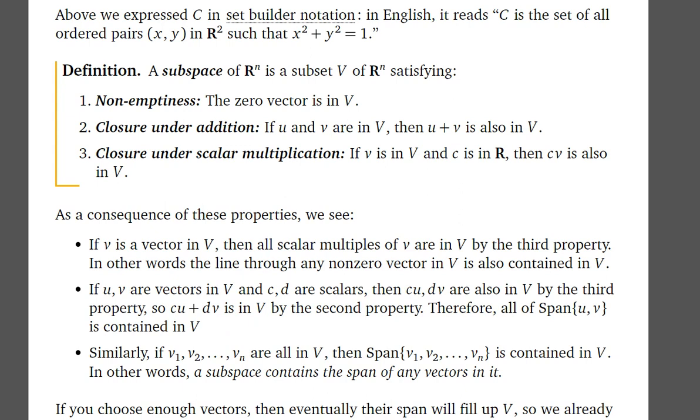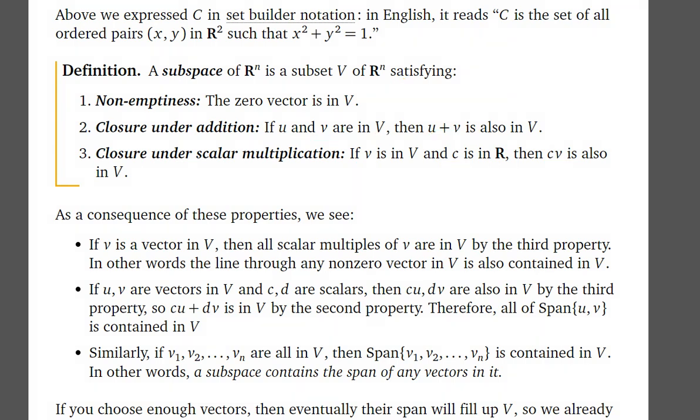What is a subspace? Well, it has three properties. A subspace must have the zero vector. It must be closed under addition, so if I have u and v and they're both in the subspace, then their sum must also be in the subspace. And we also have closure under scalar multiplication. So if I have a vector v that's in the subspace and I multiply it by any real number, then the scalar multiple of the vector v is also in the subspace.